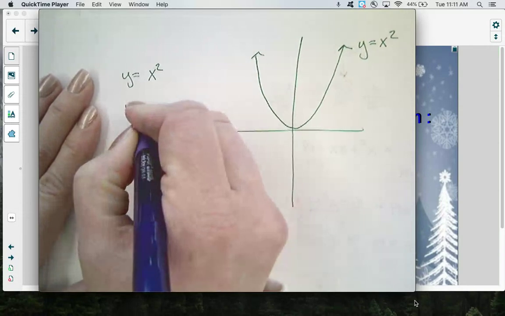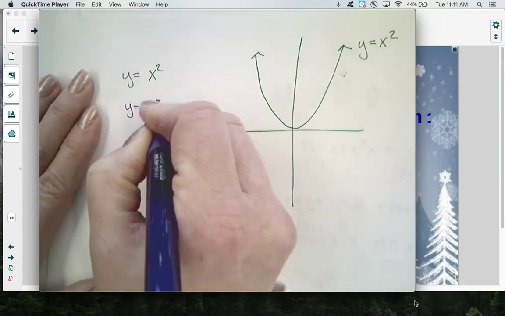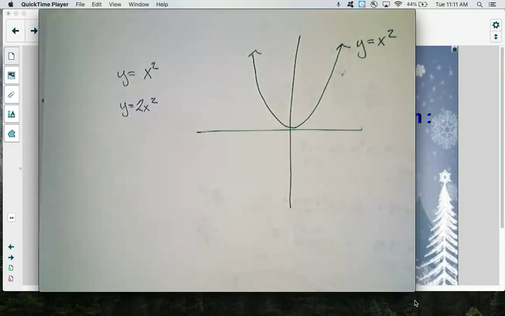What if I ask you to graph 2x squared? Not x squared plus 2. If it was x squared plus 2, it'd shift it up 2, right? Does anyone know what y equals 2x squared would do? It's not shifting it up and shifting it down.